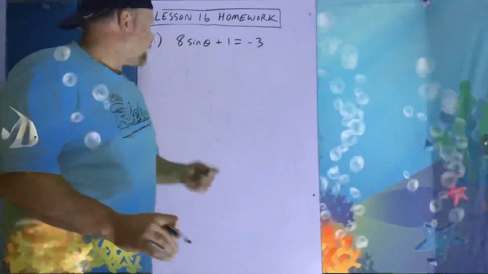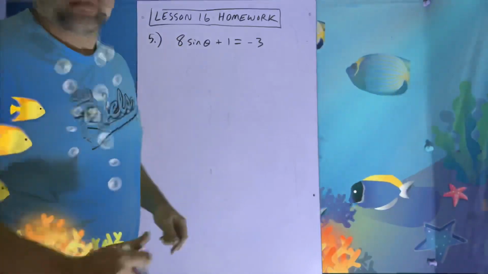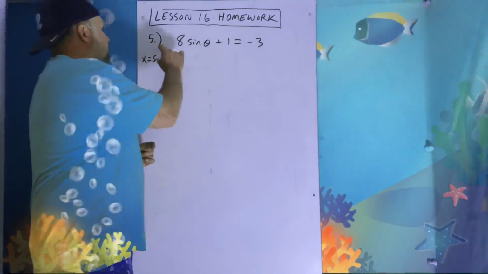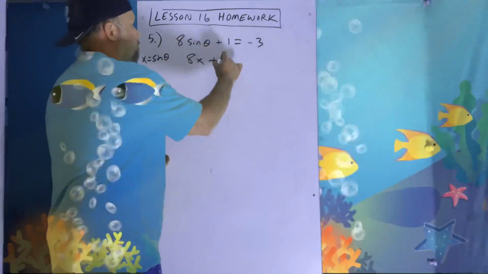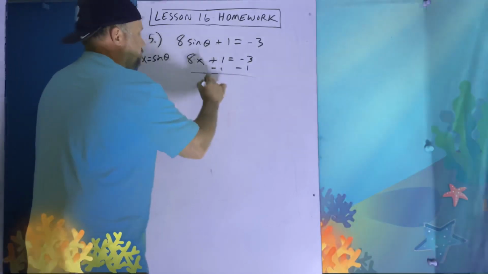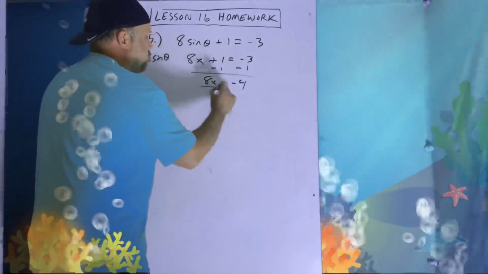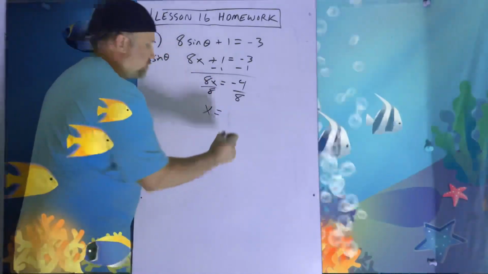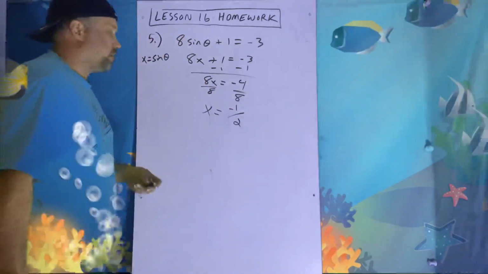All right, here's number 5. We're going to take this sine theta and switch it to an x. So I'm going to let x be sine theta. So we have 8x plus 1 equals negative 3. Subtract the 1 to give me 8x equals negative 4. Divide both sides by 8. Negative 4/8 reduces to negative 1/2.